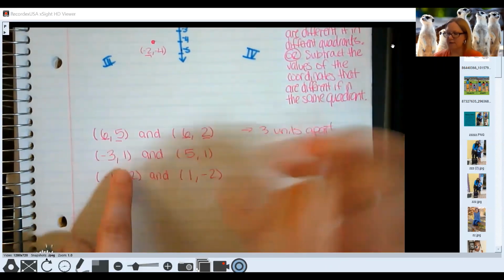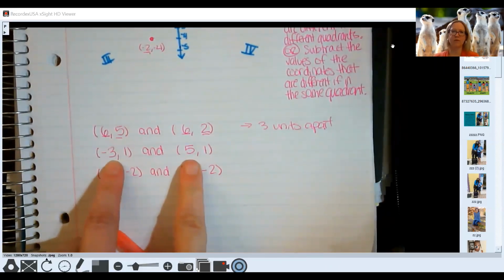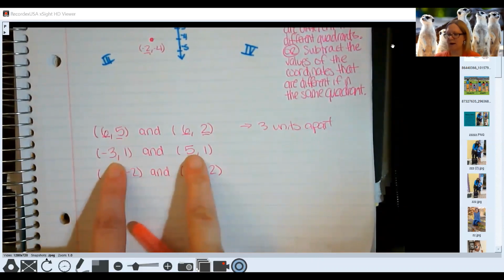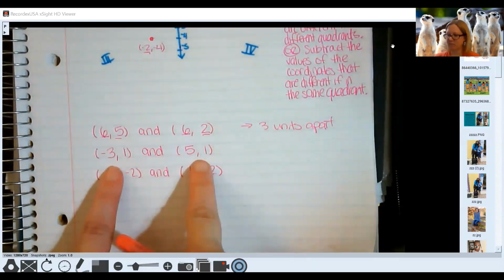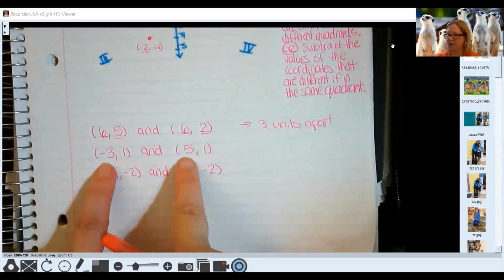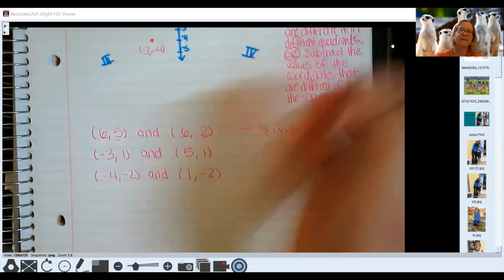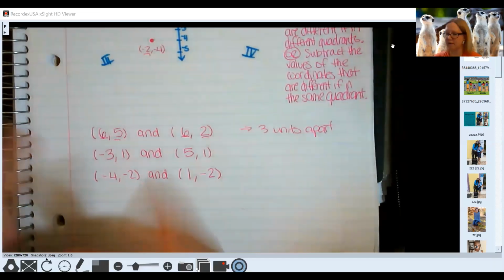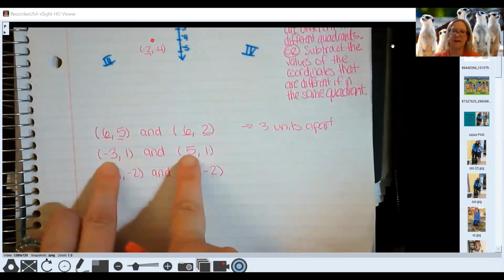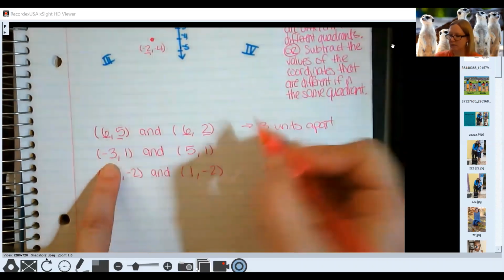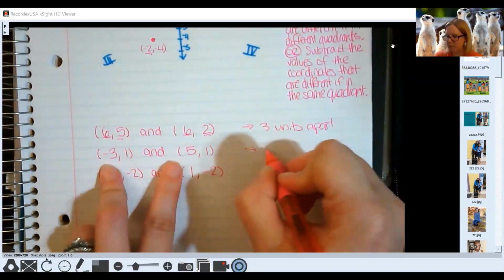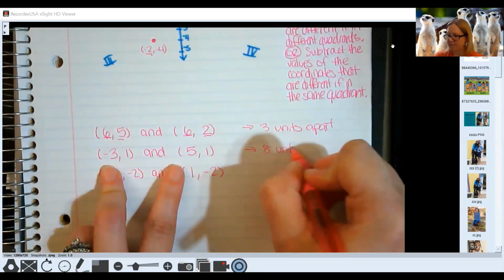5 minus 2 means that those are 3 units apart. All right, the second pair of coordinates, (-3, 1) and (5, 1). I can see that these are in different quadrants. And so if they're in different quadrants, what I would do is add the absolute values of the coordinates that are different. So in this case, it's the x coordinates. So the absolute values would be 3 and 5. So that means that these 2 points would be 8 units apart.